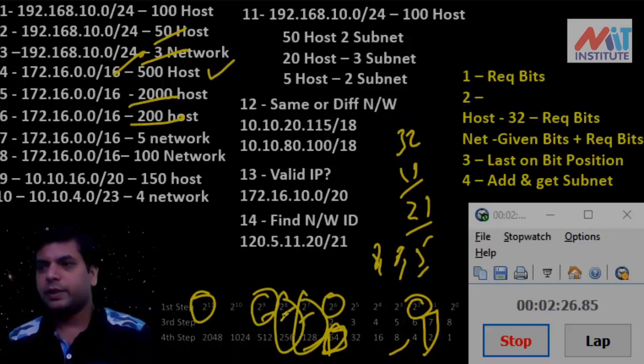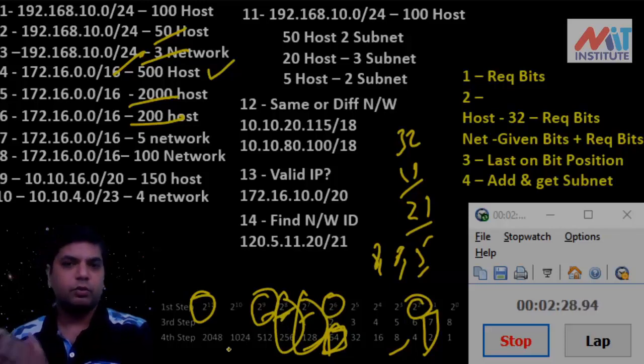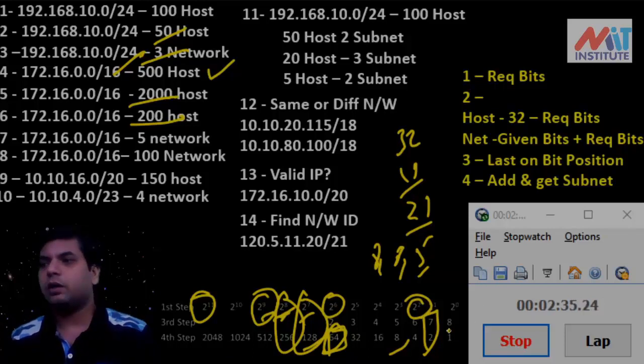Then again for 200 hosts, we require 8 bits. For 8 bits, 32 minus 8, we get 24. With 24 our last on bit came into the 8th position, so we need to add just 1. So 172.16.0.0, 172.16.1.0, 2, 3, these are our network IDs.